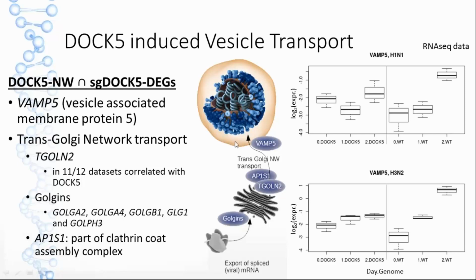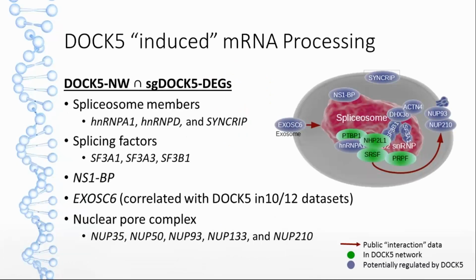Again, speculative, but nevertheless, by combining all this type of information, it makes some sense to some extent. But of course, it has to be proven further. And then the last process that we found is mRNA processing. In this sense, we also found these lysosome members in this combined network and DOC5 knockout intersection, and not only the lysosome members but also splicing factors, an RNA binding protein, one component of the exosome, and some of the nuclear pore complex. Again, it has to be tested if it's really true, but nevertheless we found it rather interesting.